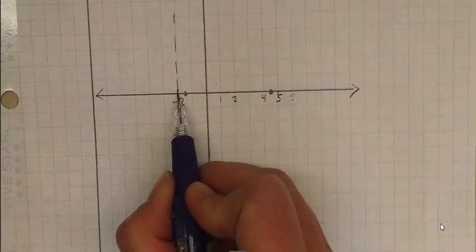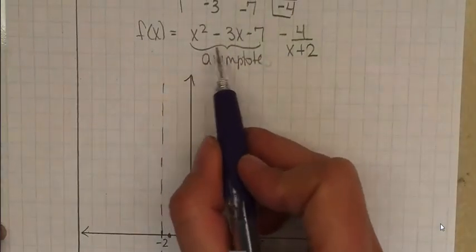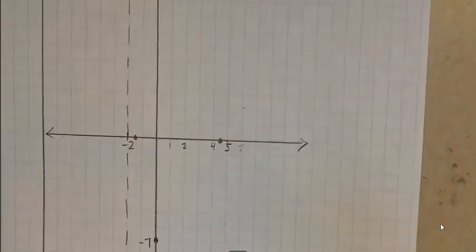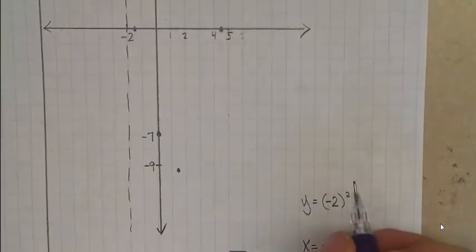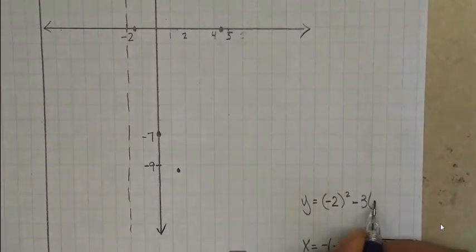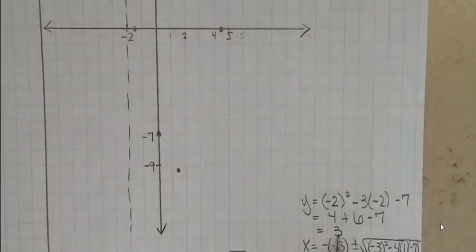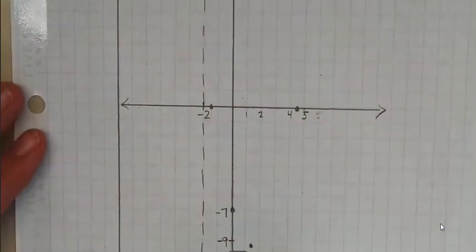So the question is, when x is negative 2, what's my output? So I'm going to take my equation for the parabola, and I'm going to plug in negative 2. So when I plug in, you get negative 2 squared, minus 3 times negative 2, minus 7. So I think we get 3. Okay, so this is where the two asymptotes intersect.